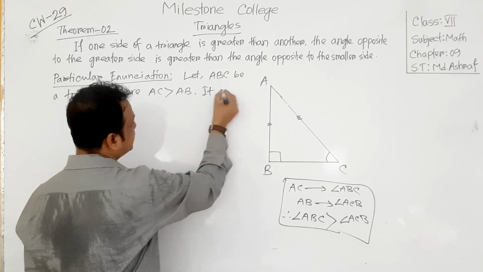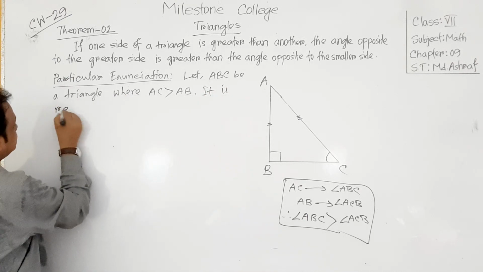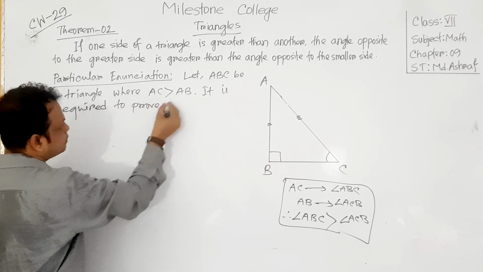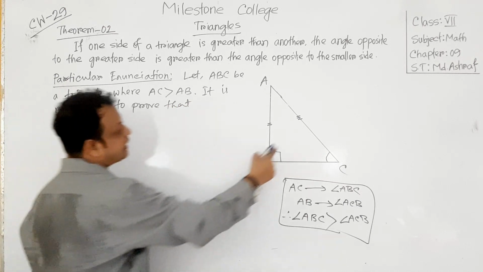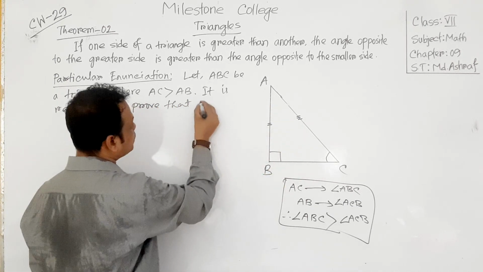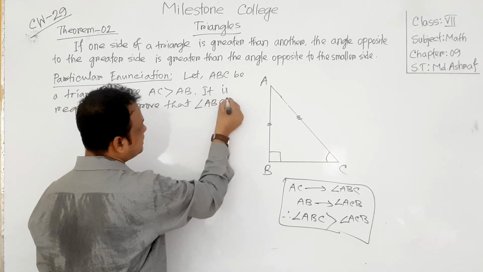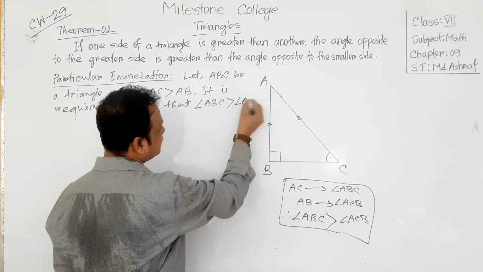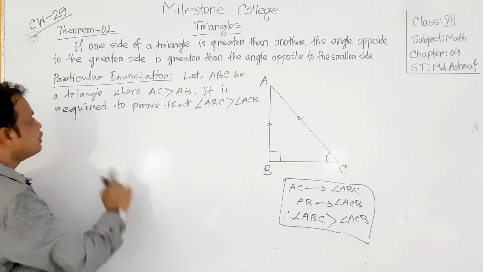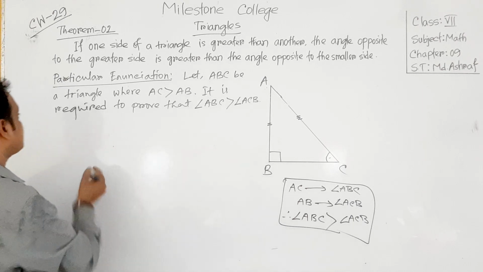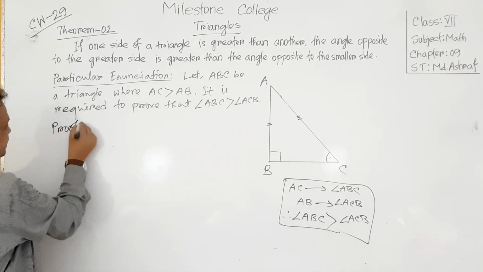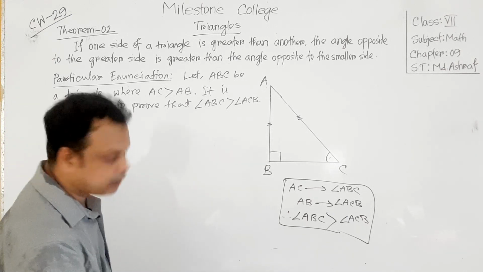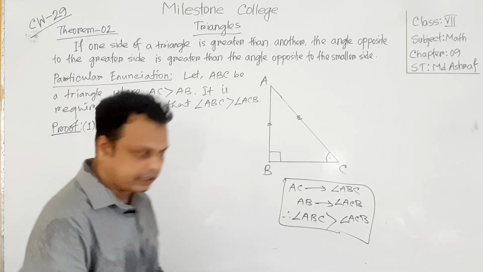It is required to prove that opposite angle of AC will be ABC. Angle ABC is greater than this angle that means angle ACB. You have to prove this part. Okay, so this is the particular demonstration. Now we'll prove this part. So what is the proof? Another one thing we have to do here, and it will be construction.